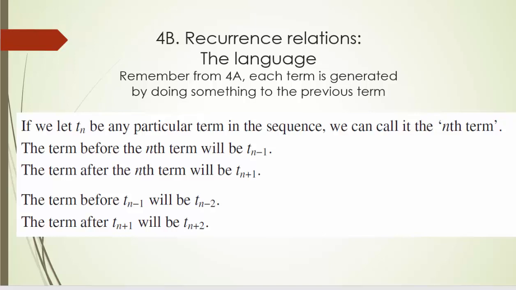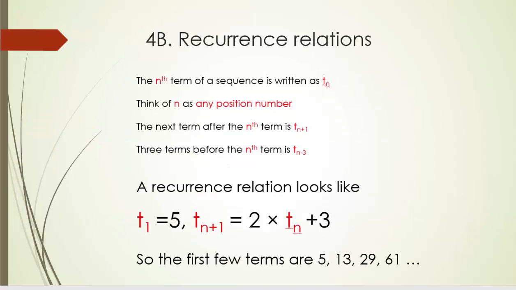You can see also on the screen there that the term before the tn minus 1 term will be tn minus 2, and the term after tn plus 1 will be tn plus 2. So you'll get used to that, but that's just saying that the sequences go like tn, tn plus 1, tn plus 2, tn plus 3, tn plus 4, and of course you can go back, tn plus 4, tn plus 3, tn plus 2, tn plus 1. That's just saying the same thing in my own writing rather than that of the textbook.